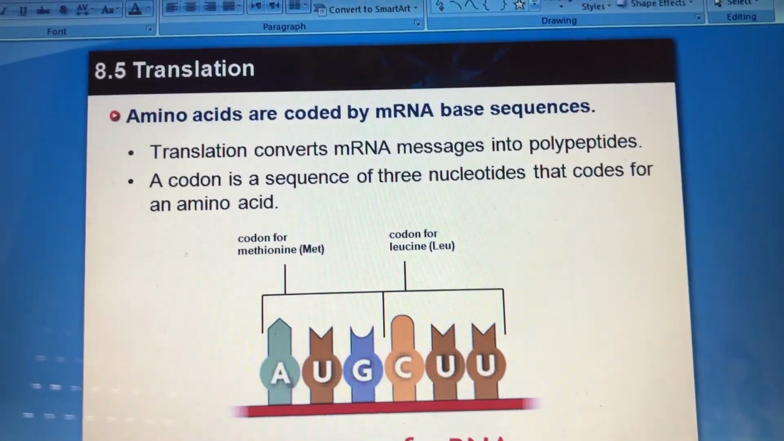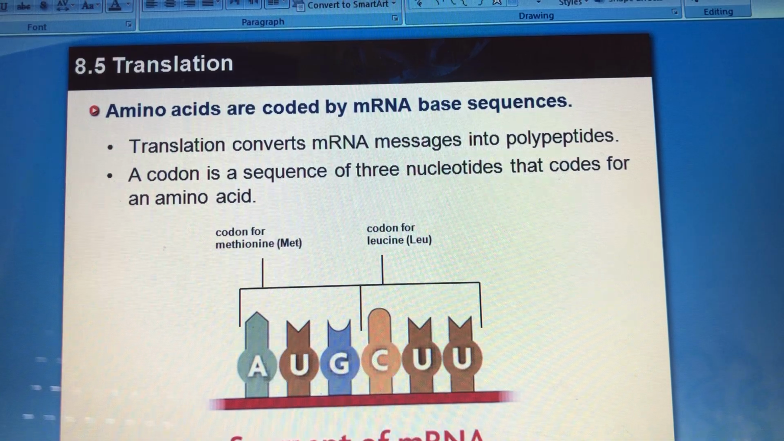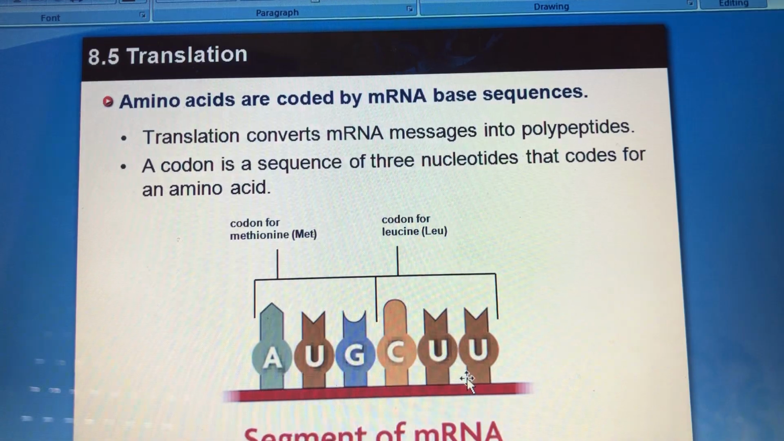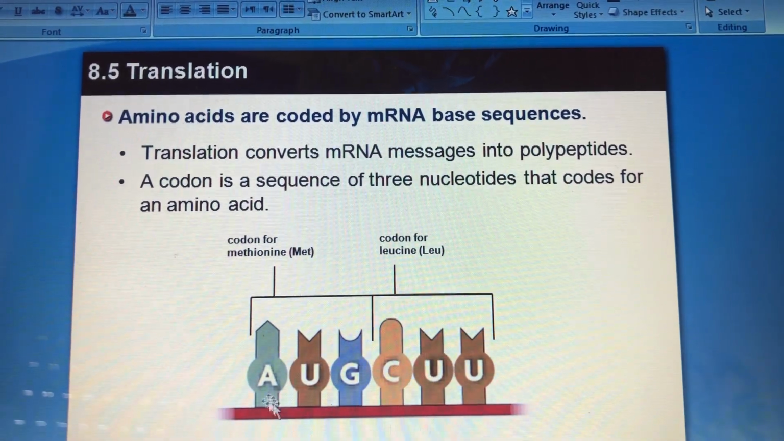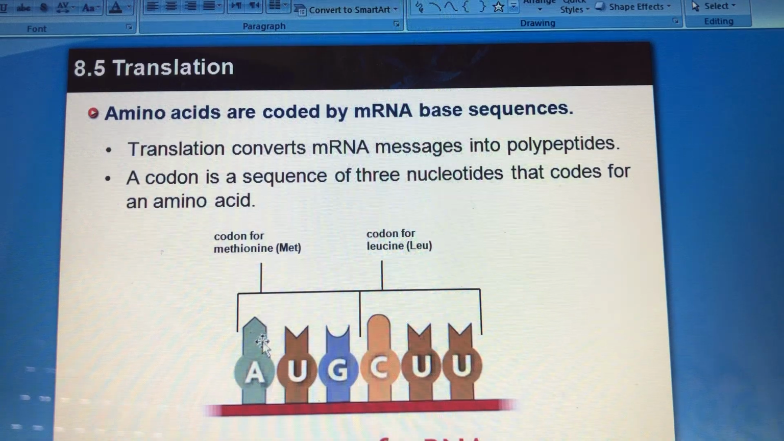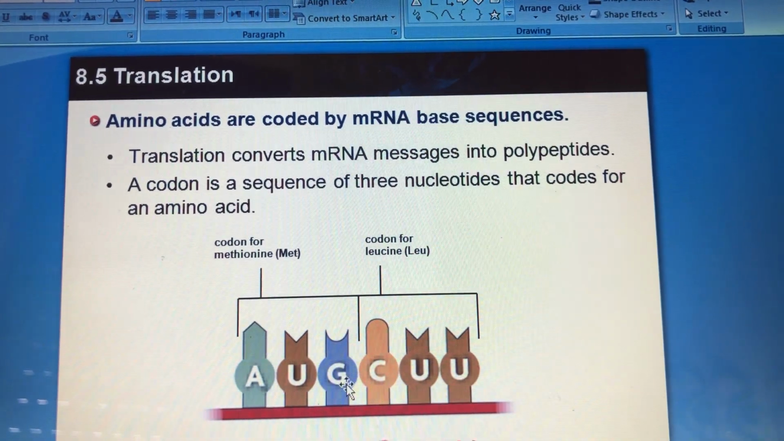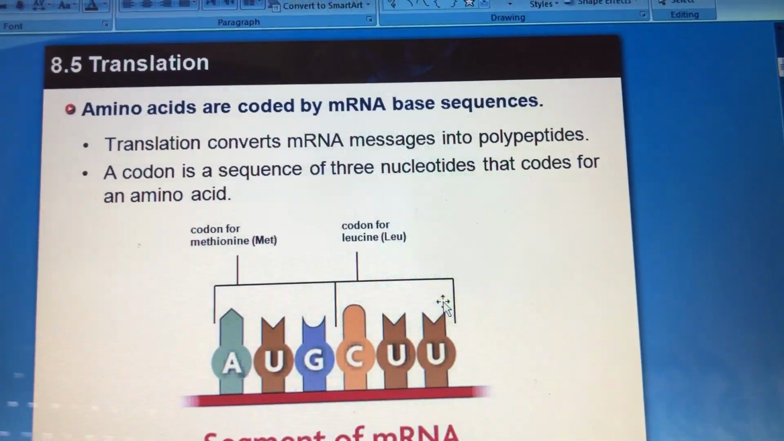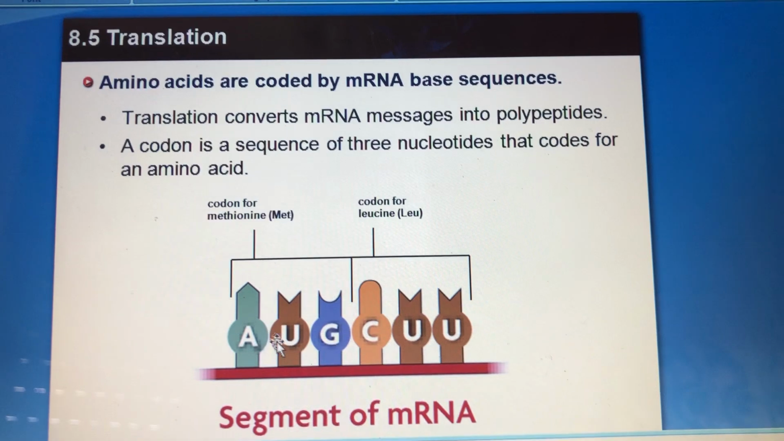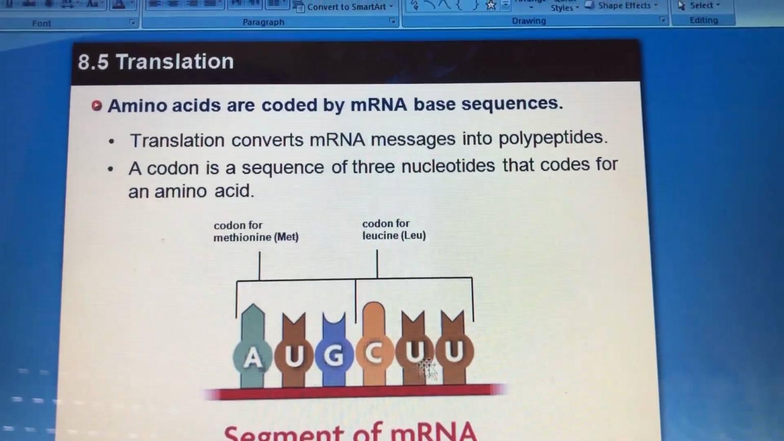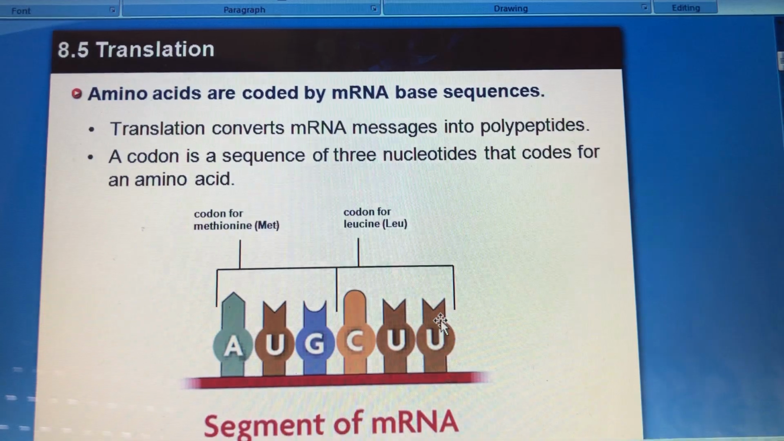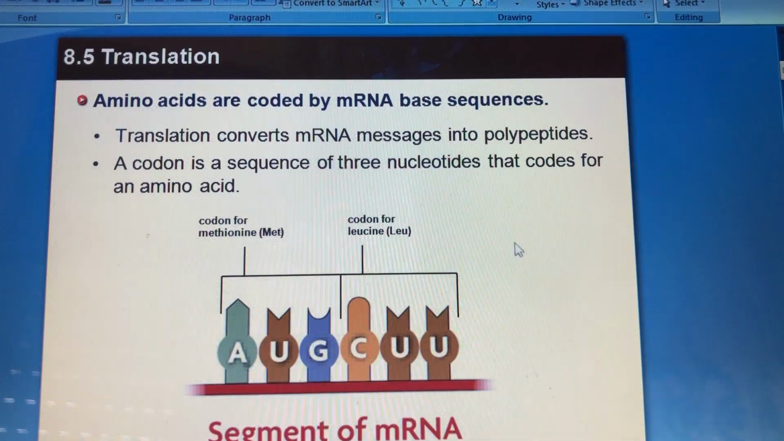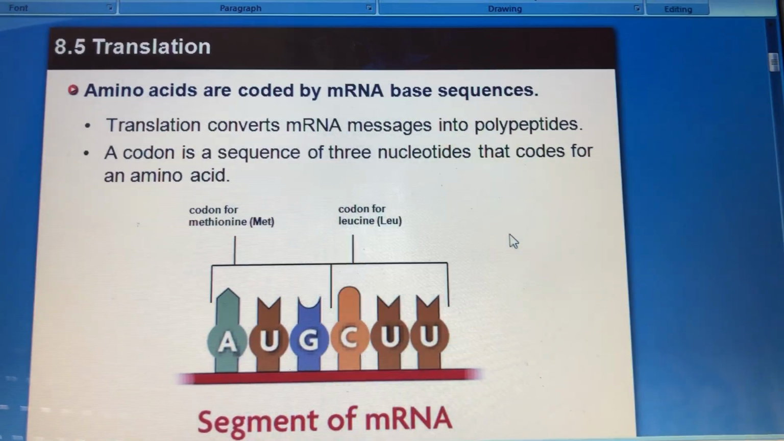We learned that amino acids are coded by mRNA base sequence, as you see here. On the mRNA, we have codons. Each codon contains 3 nucleotides, and each codon is specific for a certain amino acid. So codon is a sequence of 3 nucleotides that code for an amino acid. This segment is on the mRNA. It must be translated, so the codon will be translated to an amino acid, and the ribosome will be able to join these amino acids and form the proteins.